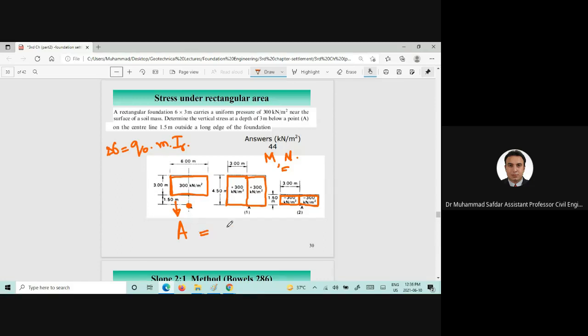We need to find out, but we need to subtract this area, or the stress increase which we got from this area. And the answer is given. Please kindly try at home. Use this equation, where M is equal to L by Z and N is equal to B by Z.